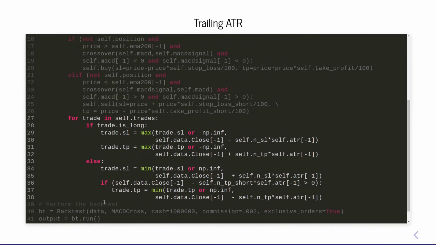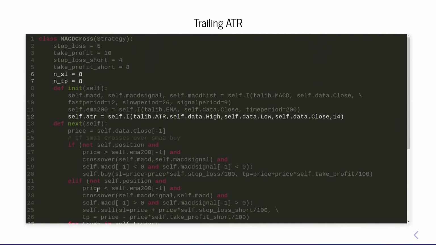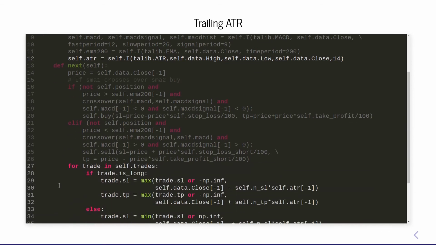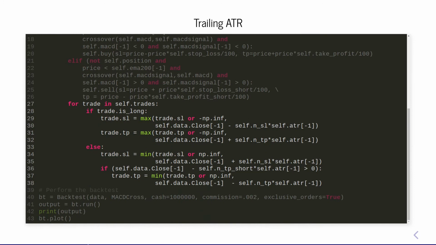If the trade is long, we set the stop loss to the maximum value of either the existing stop loss value for the trade or minus infinity or the calculated trailing ATR multiple, whichever is the maximum. In the calculation of the trailing ATR, pay attention to the sign. It is minus. We do something very similar for the take profit. This time, the sign is plus.